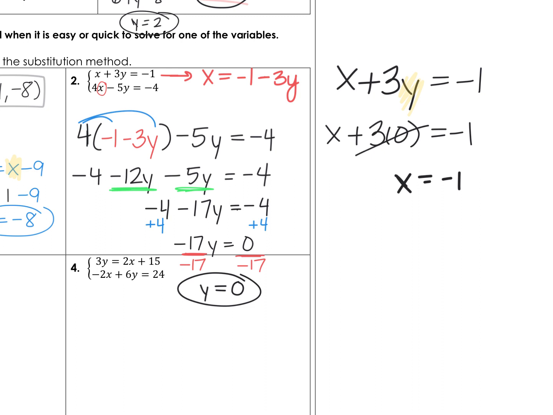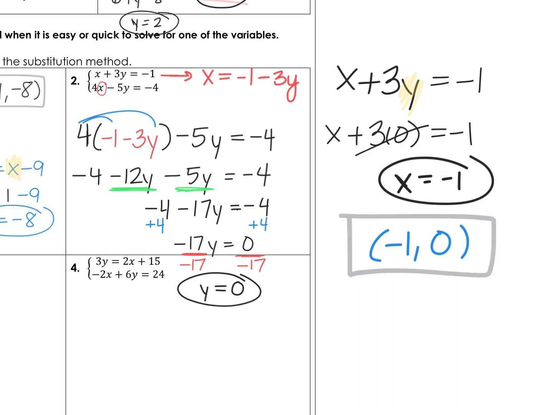Wow, I did not stay in the lines at all. Okay, so that's great and all, but you need to write it as a coordinate pair. So negative 1, comma 0. That'll be your final answer.